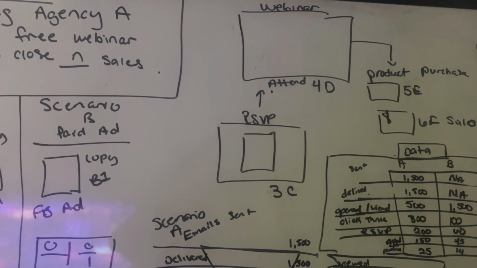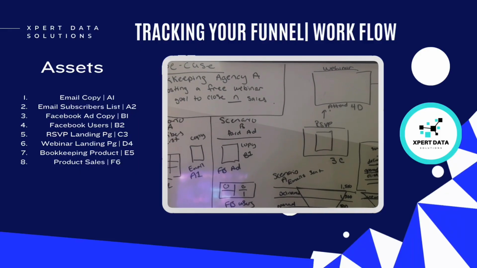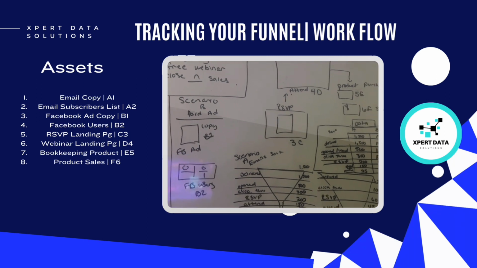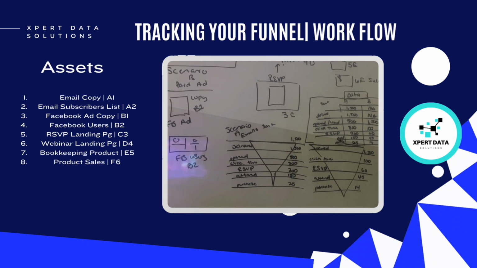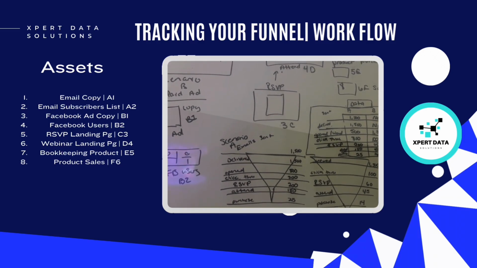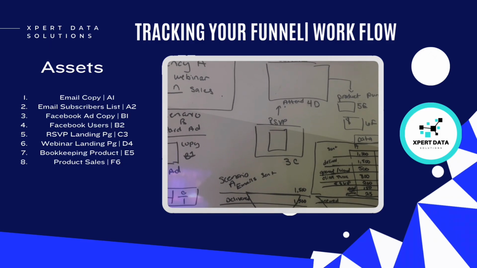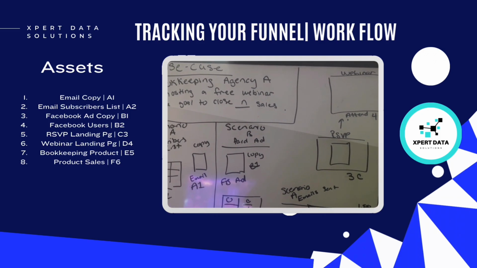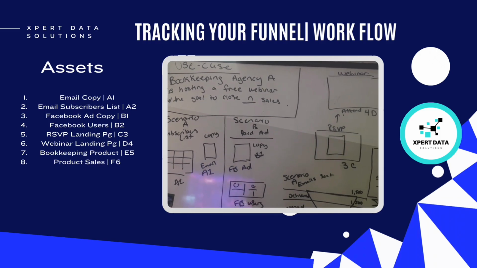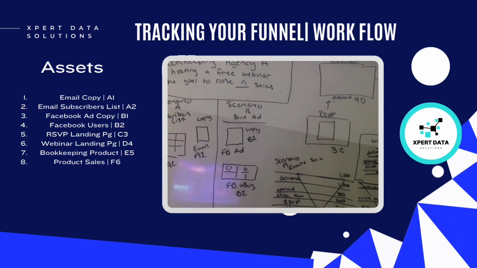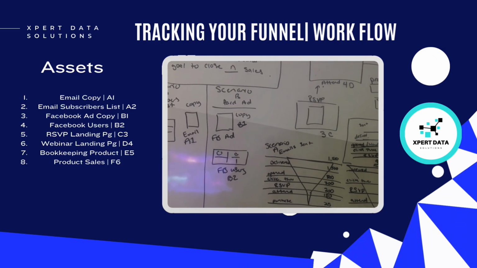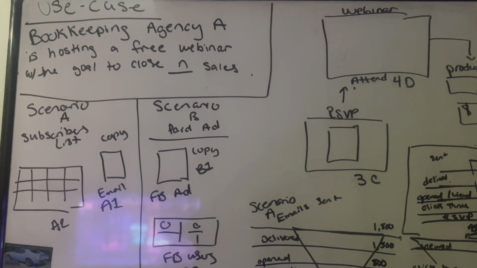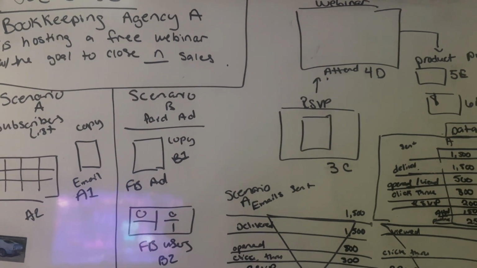All right. So the first thing I'm going to do is go over the assets that are involved, and then I'll walk you through the data points that we'll be tracking. So I have first scenario A. You have your copy. That's A1, the email copy that you're going to send out to A2, which is your subscribers list. So asset 1 and 2 in scenario A is the copy, the email that is the invitation saying, hey, attend this bookkeeping webinar on said subject. And then your asset 2 is your subscribers list.